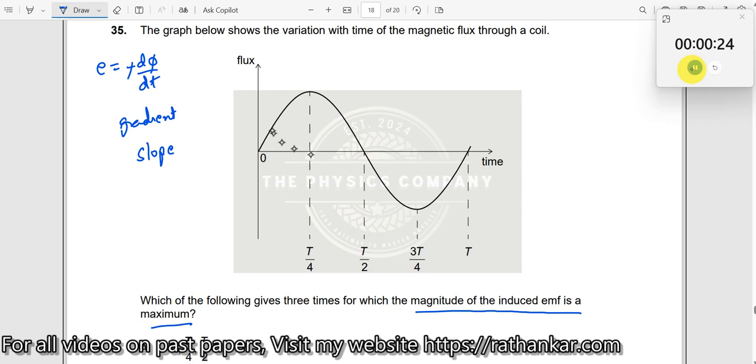So where is the slope maximum here? That's the question. Don't say that this is maximum here, because the slope here will be like this. What is the slope? Slope is 0 here. The slope here is 0, here is 0.